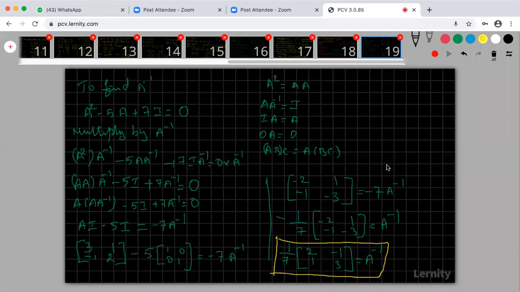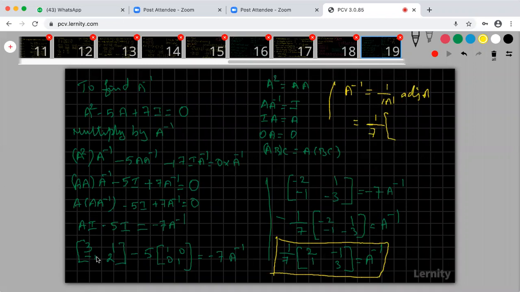Okay, right. How to verify your answer is correct or not? So we know the formula, this is for verification: 1 by determinant of A times adjoint of A. Okay, what is the determinant of this A? 3 into 2, 6. This is minus of minus 1, plus 1. So therefore 6 plus 1, it is 7. Determinant of A.